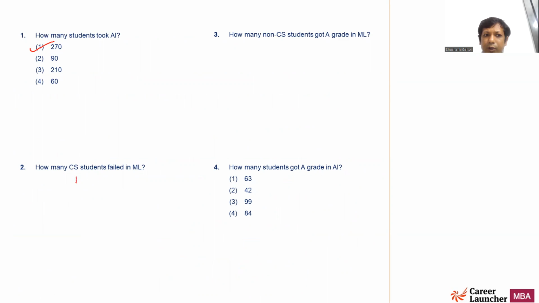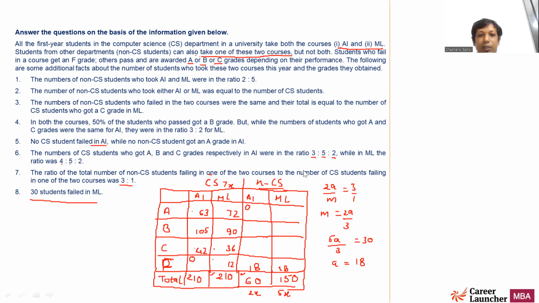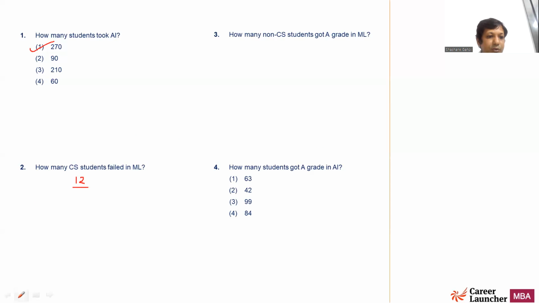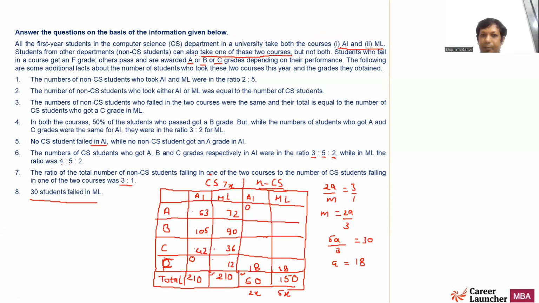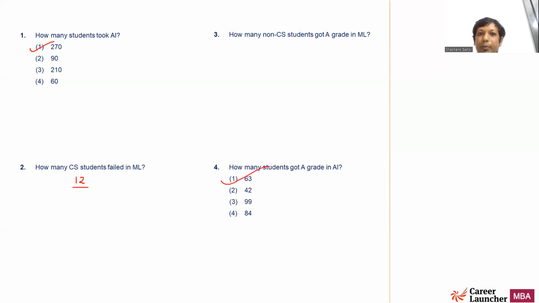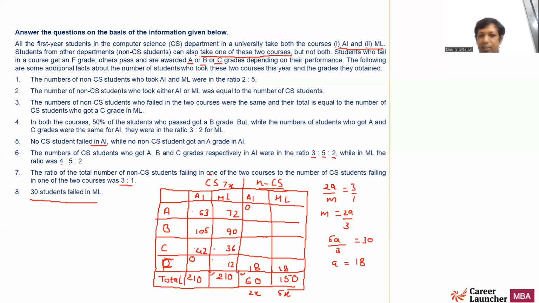How many CS students failed in ML? I have already got the answer. That's 12. How many non-CS? I don't know. How many students got grade A in AI? So AI में non-CS तो 0 है और CS में 63 है. So basically the sum itself comes out to be 63. तो इस क्वेश्चन का भी आंसर अपना आ गया, that is 63. How many non-CS students got B in grade ML? Okay, so basically ML में grade B चाहिए और ML में grade A चाहिए non-CS के लिए. So अपन को बस इतना find out करना है, बाकी कुछ भी I don't care.